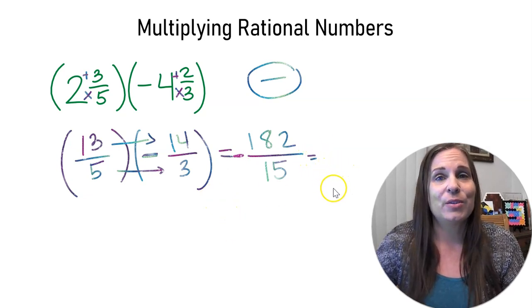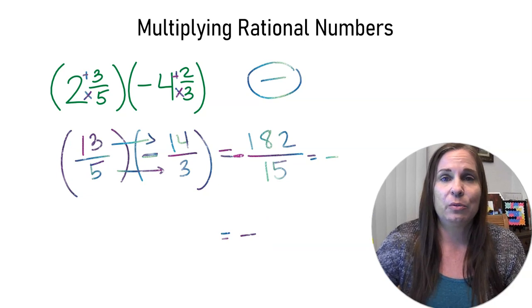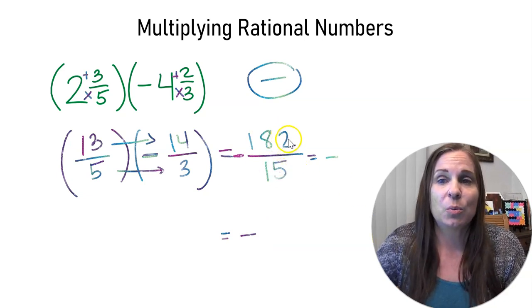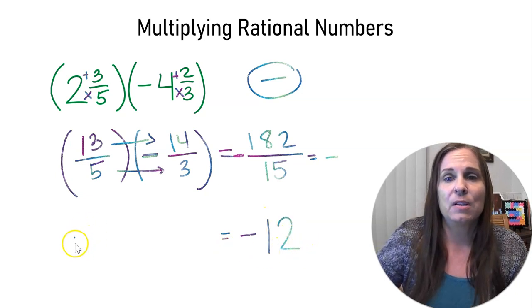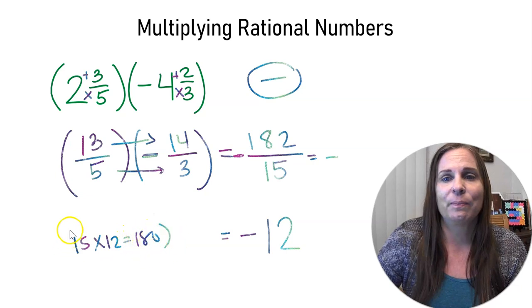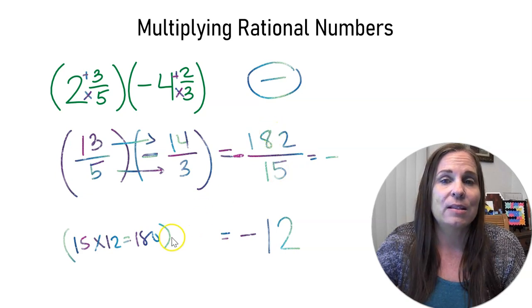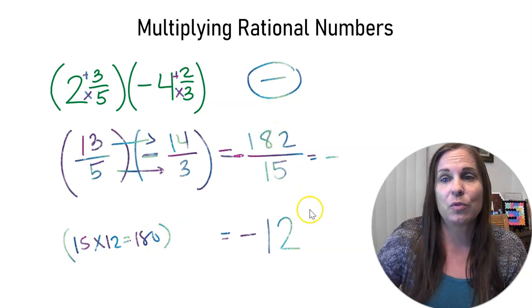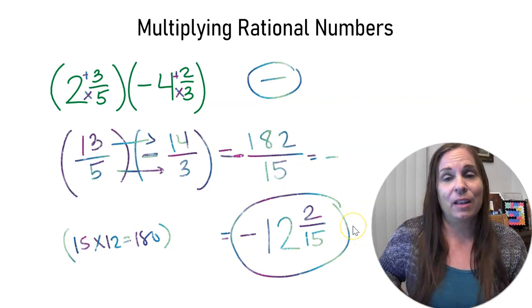Then I can convert this to a mixed number. It will still be negative, right? Actually, I'm going to write it down here. It'll still be negative. 15 goes into 182 12 times because 15 times 12 is 180. So it goes in 12 times, and since it's equal to 180, I have 2 left over. So then that will be my final answer.